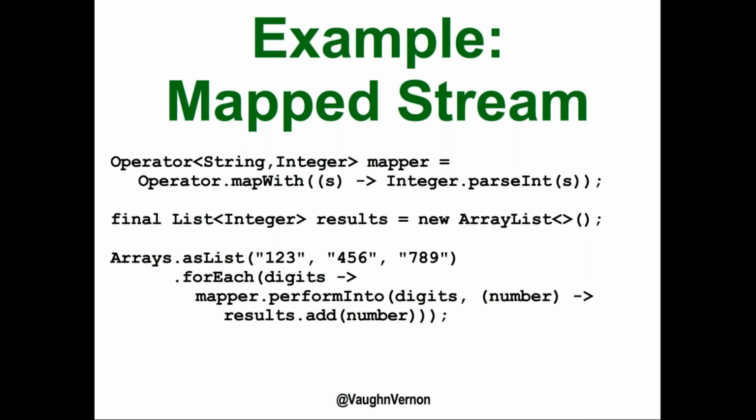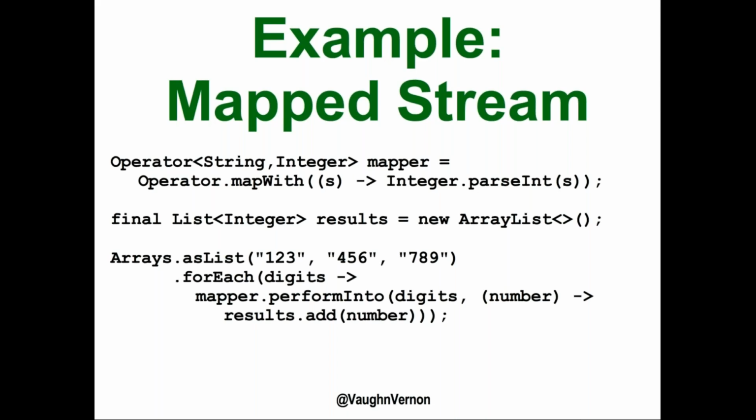An example of streaming here is a simple mapper that's going to map from a string to an integer. And so we have the mapper defined as an operator at the top. This is an operator of a map that takes a string from the stream, and it translates that string to an integer. And we have a results array list, and then we have an array list of the strings 1, 2, 3, 4, 5, 6, and 7, 8, 9.